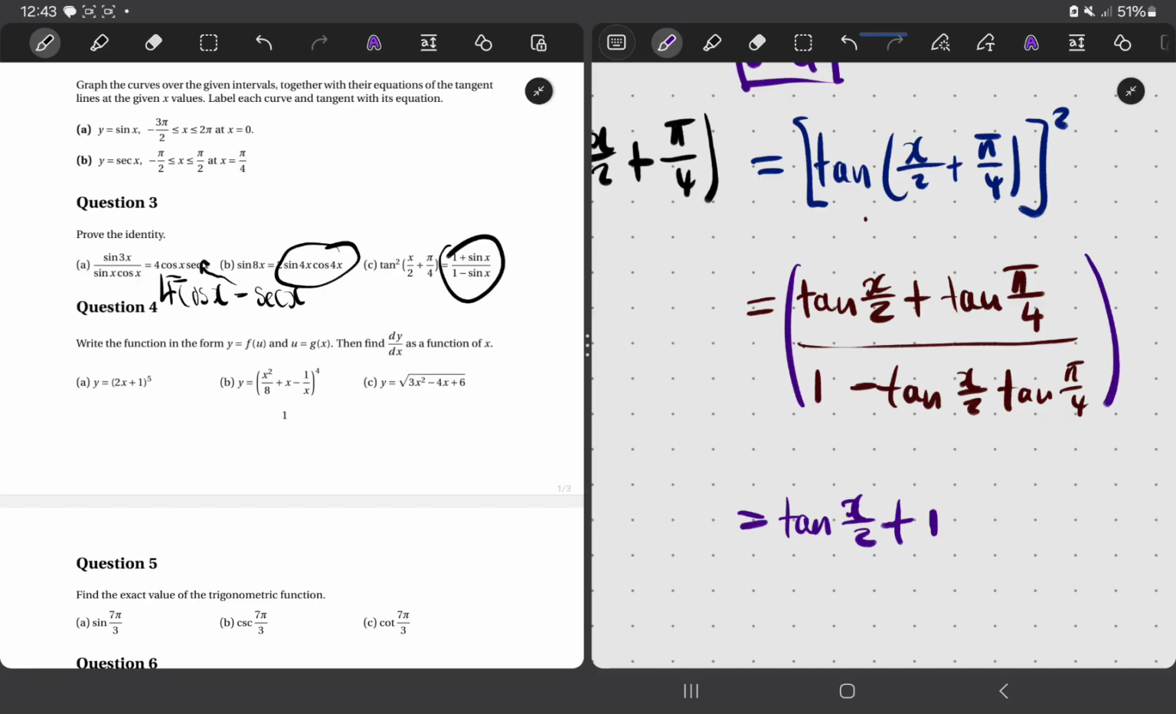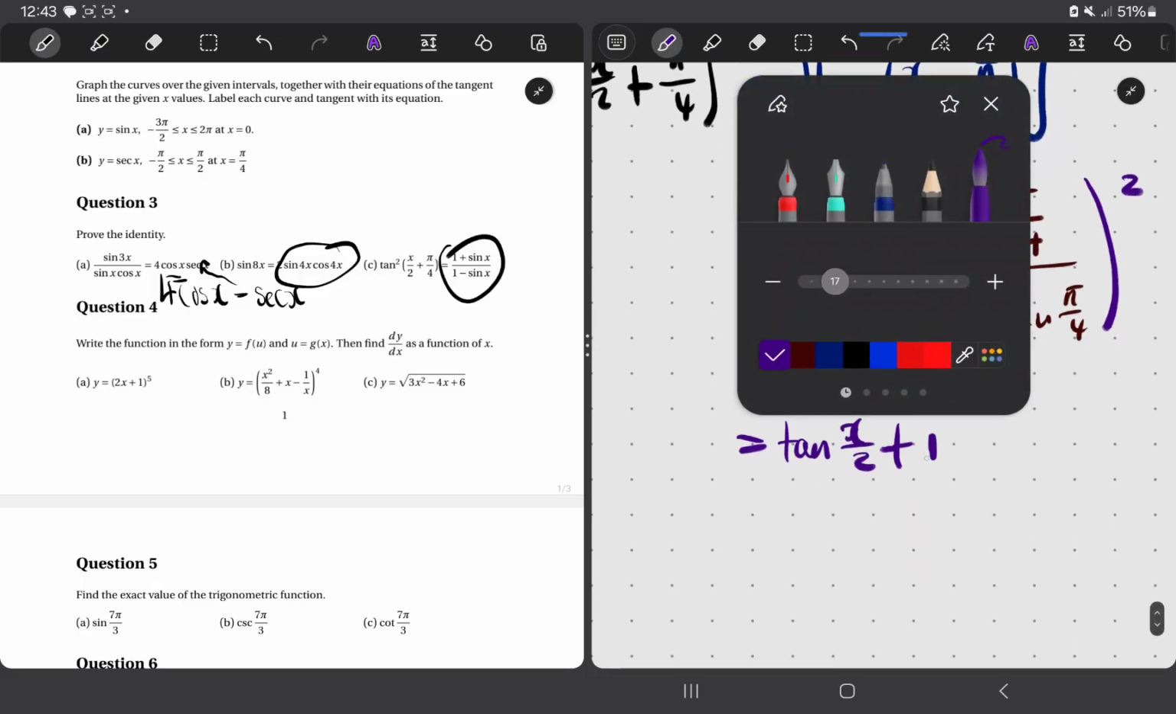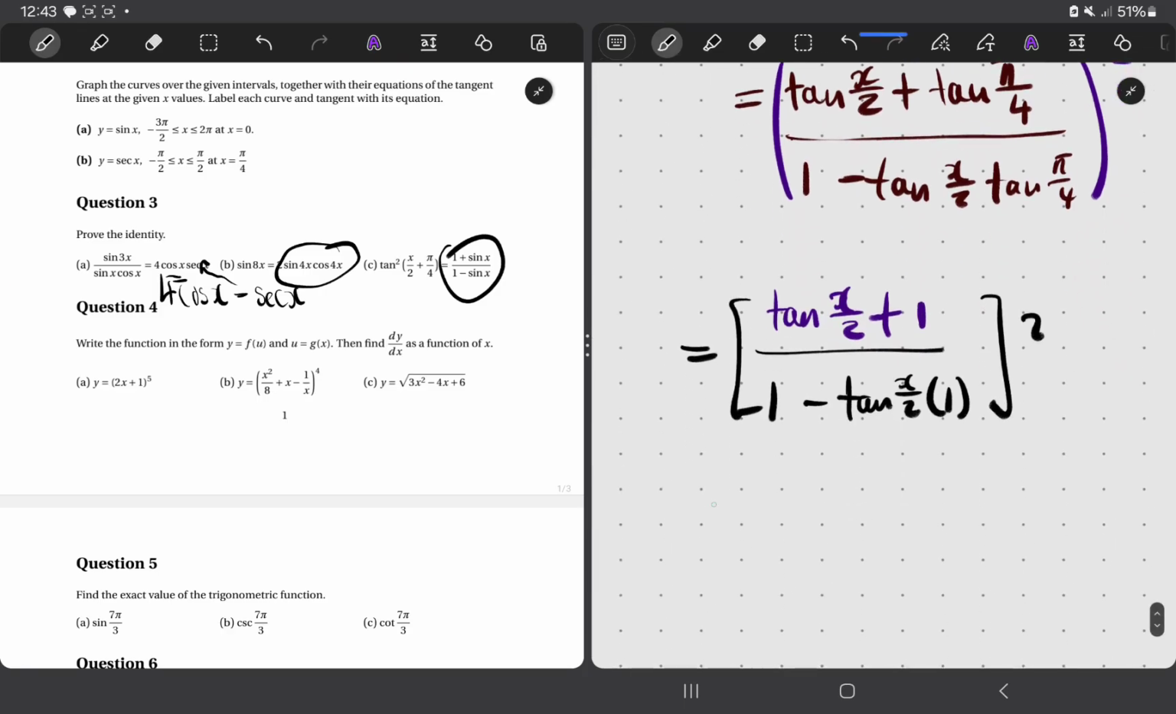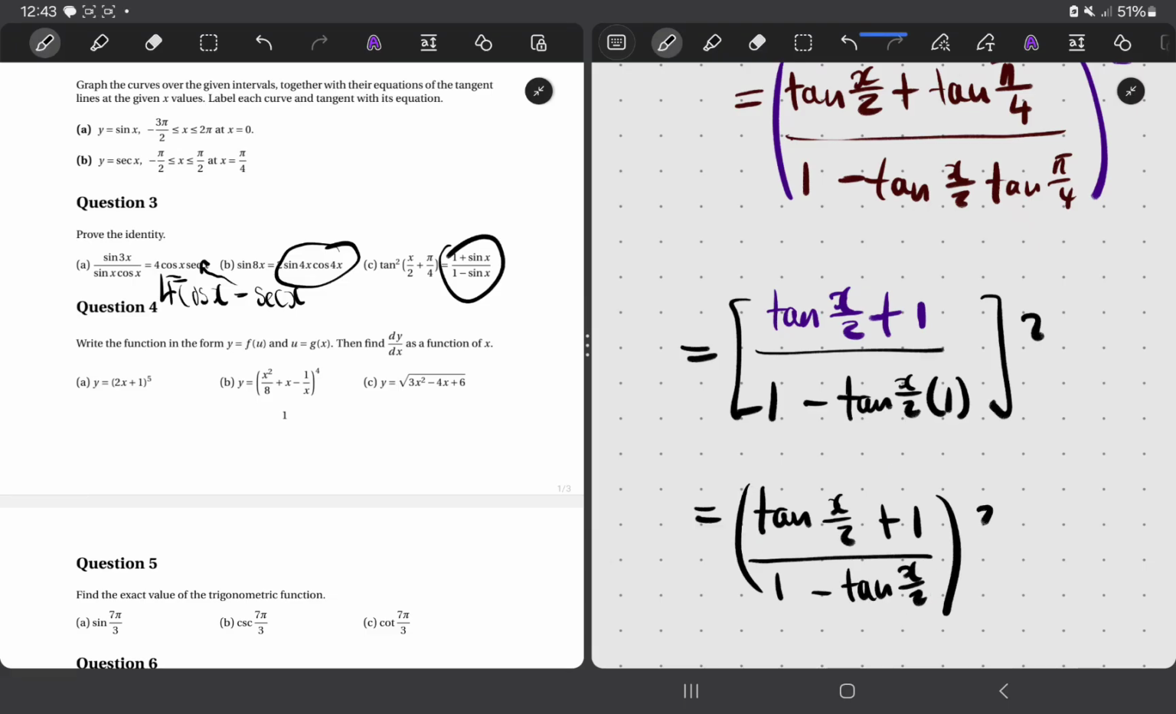Now remember, all this is being squared, because what we have put is for this thing, and then there's a squared outside. This is going to be plus 1 because this is a 1. Then over 1 minus tan x over 2 times 1, because it is multiplying tan pi over 4. Then we say all squared. So here this is tan x over 2 plus 1 over 1 minus 1 times tan x over 2, which is just tan x over 2. And remember, this is all squared.